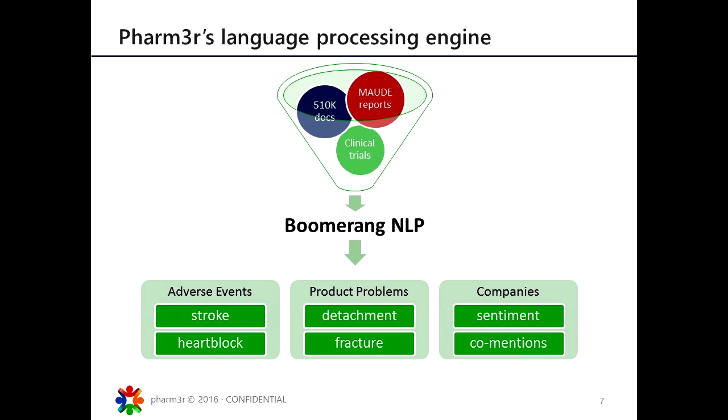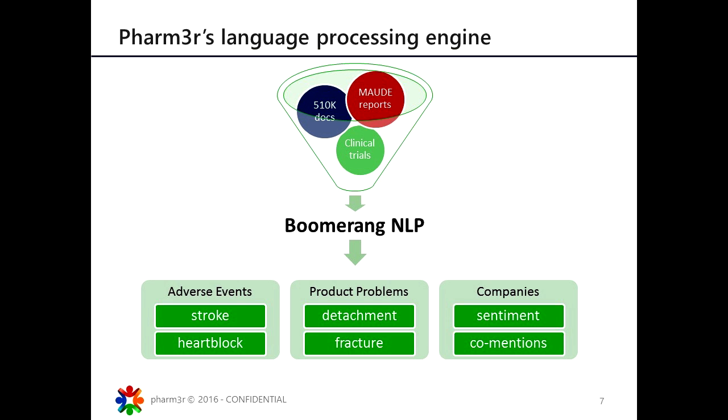And the way we are able to do this is with a product that we have developed called Boomerang NLP. We've been in business for about 5 years now. This is something that we're getting a patent on. You can put in any type of text narrative data, so electronic health records, MAUDE reports, clinical trial information.